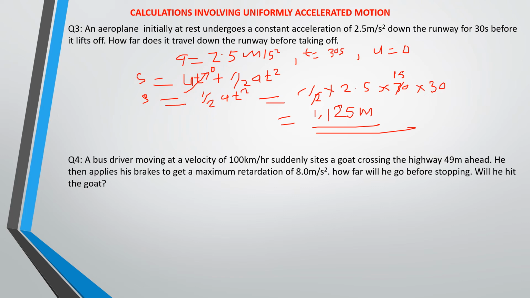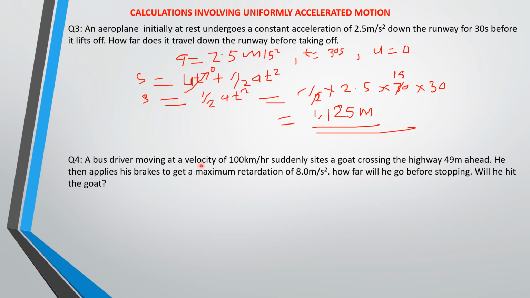This is another question. This one is very interesting. It says that a bus driver moving at a velocity of 100 kilometers per hour suddenly sights a goat crossing the highway 49 meters ahead. He then applies his brakes to get a maximum retardation of 8.0 meters per second squared. How far will he go before stopping? Will he hit the goat? So you are asked to calculate the distance that the bus will travel before it stops after the brakes are applied, and also to know if the bus driver will hit the goat that is standing 49 meters ahead.